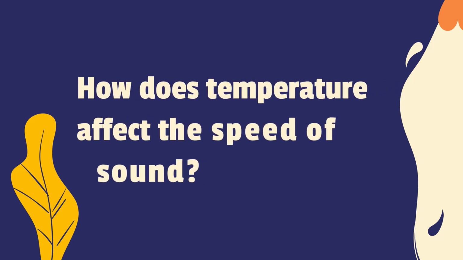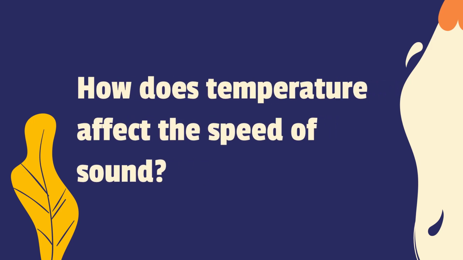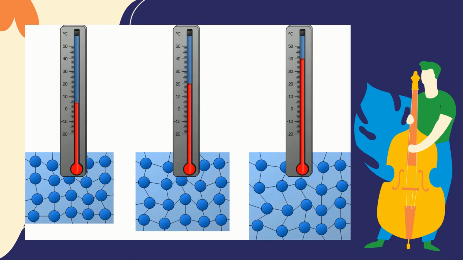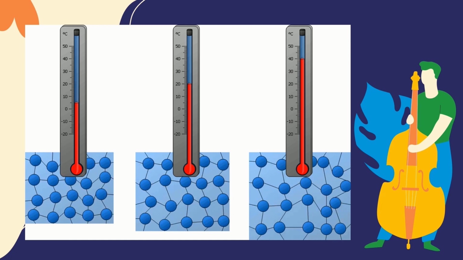Since we've already identified what is sound and its characteristics, let us now discuss how does temperature affect the speed of sound. Pag sinabi nating temperature, ito yung init or lamig. So, ano ba yung epekto ng init or lamig sa pag-travel or sa bilis ng sound? Let's take a look at the picture. So we have here the different temperatures at meron din tayong mga particles.